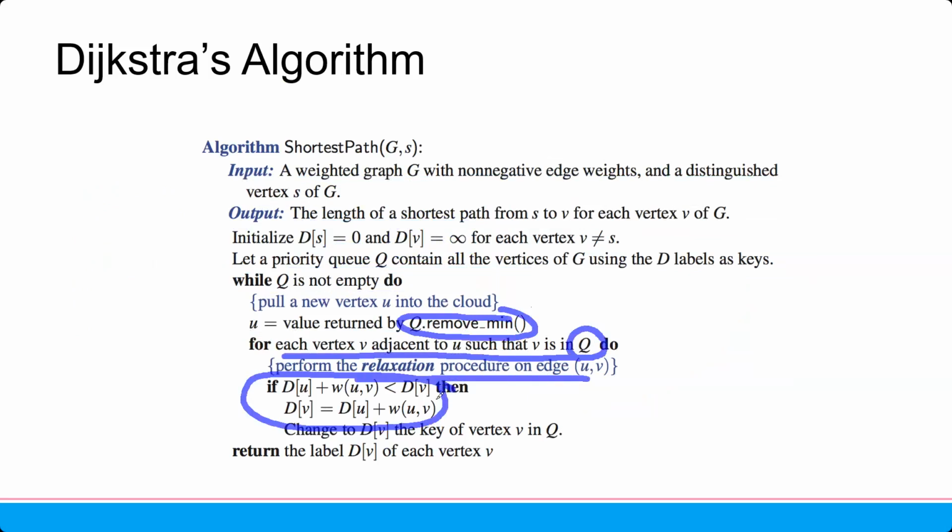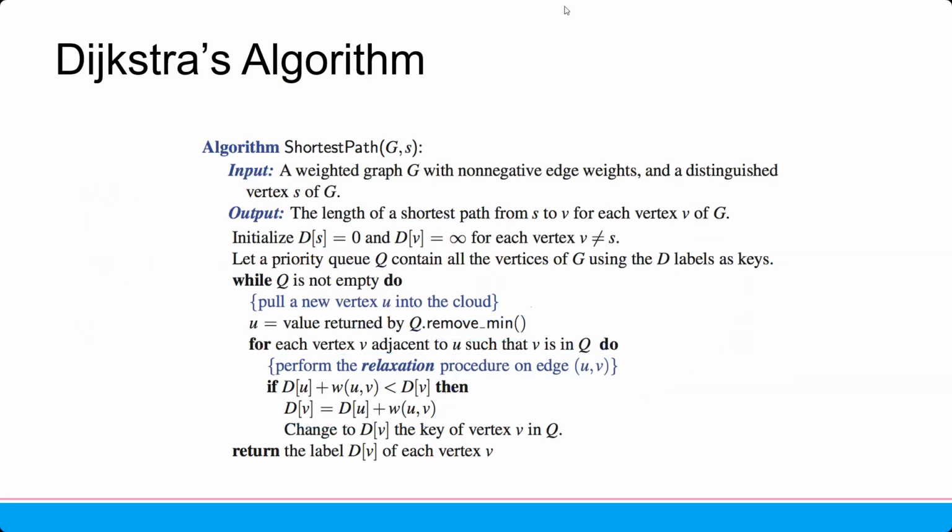We want to find the minimum between du plus the weight of (u, v). If du plus w(u, v) is less than dv, then let dv equal du plus w(u, v). Okay, so we already learned this one about relaxation. Using this formula, we will get all the distances from the start to V.